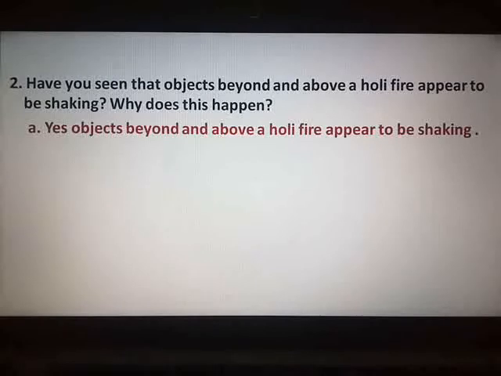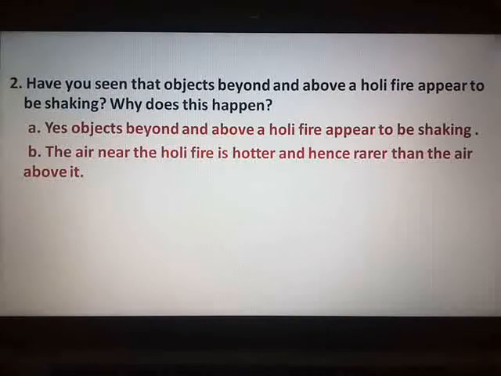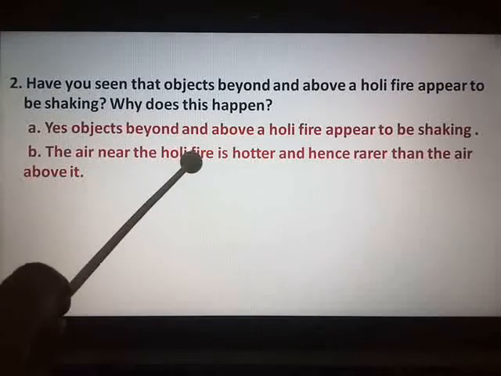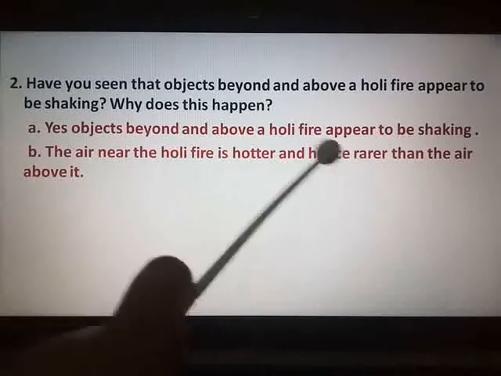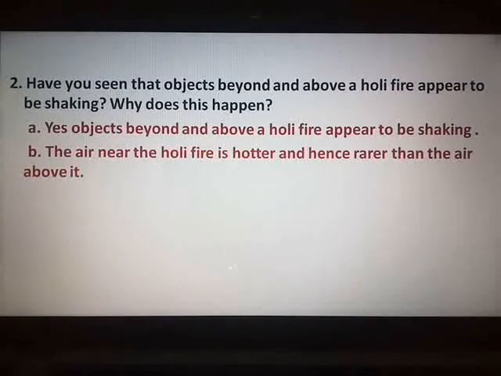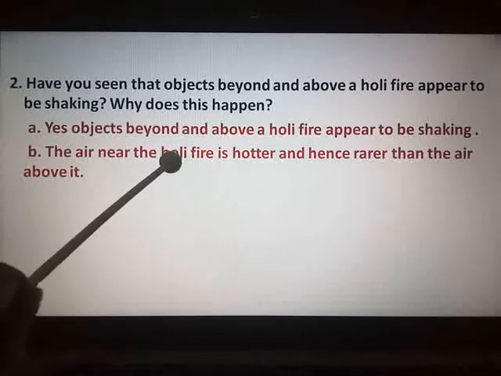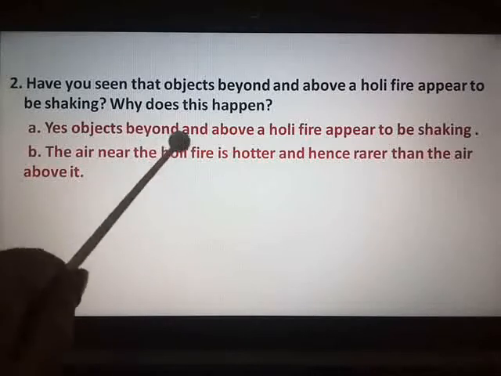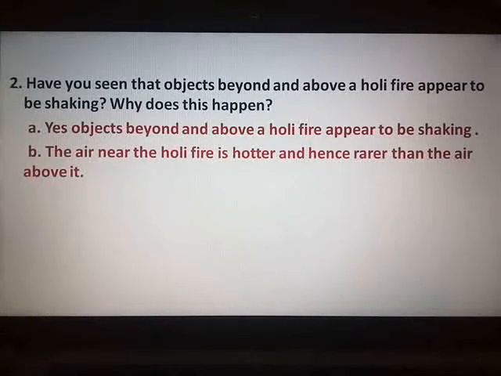After you say yes, they have asked, why does this happen? Again, as you have mentioned, point number 2 in mirage, here also same thing. The air near the holy fire is hotter and hence rarer than the air above it. Only in the previous question we had mentioned air near the hot road or the desert surface. Here you will write air near the holy fire. Point is same, concept is same.